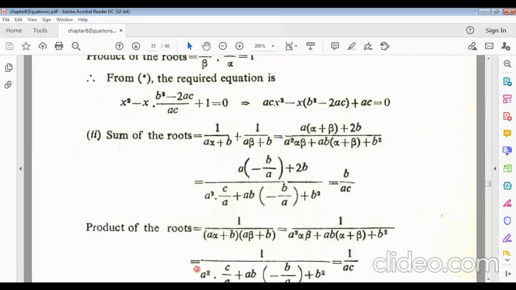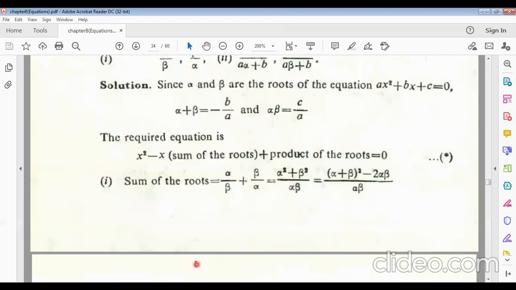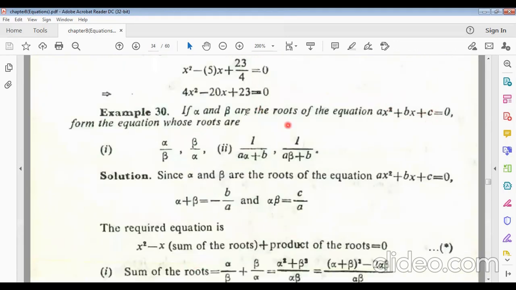Okay. Similarly for the second one, the same equation and same roots are given. Just you have to find out the equation of these roots.